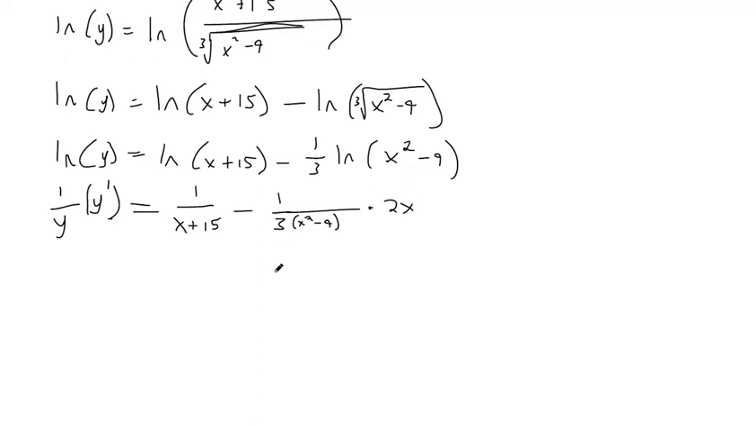Right. Okay, so our goal is to get y prime by itself because we're trying to find a derivative, so we can multiply both sides by y to get it out of the denominator here. So we got y times all this stuff.